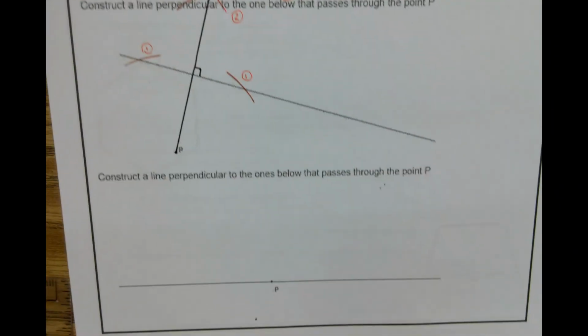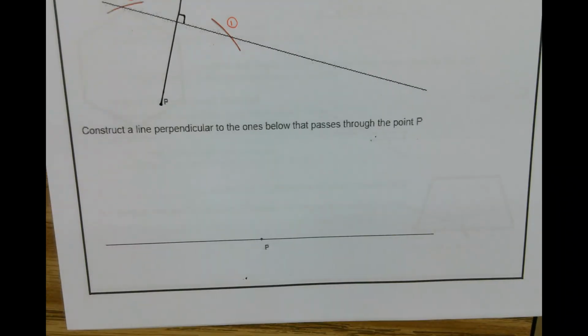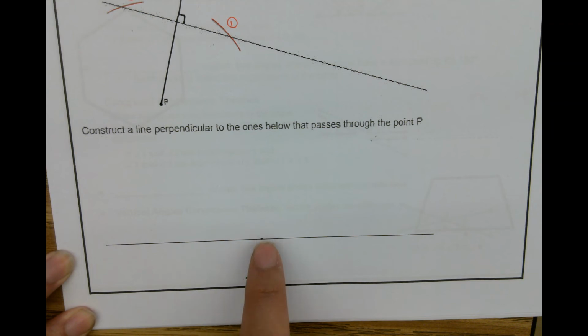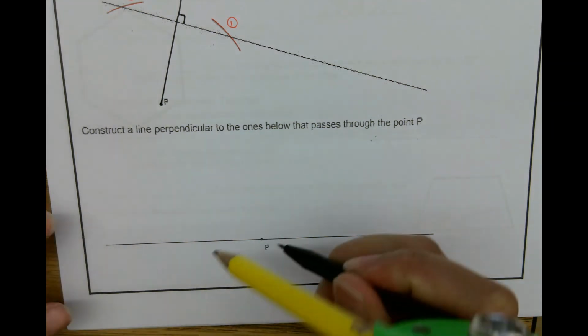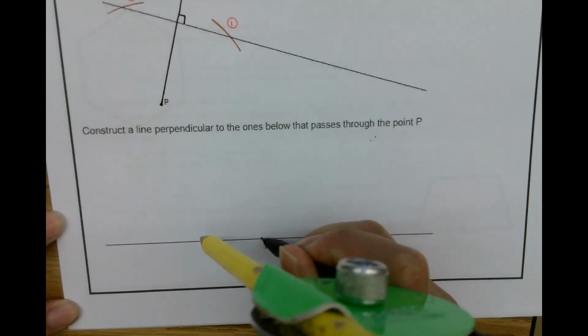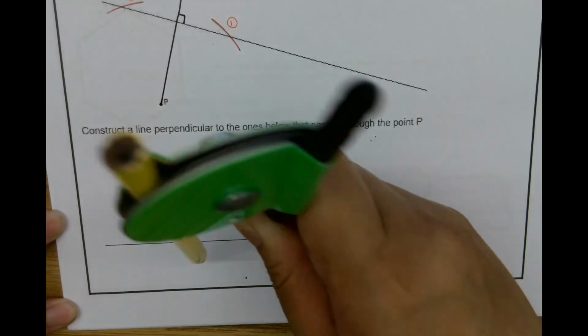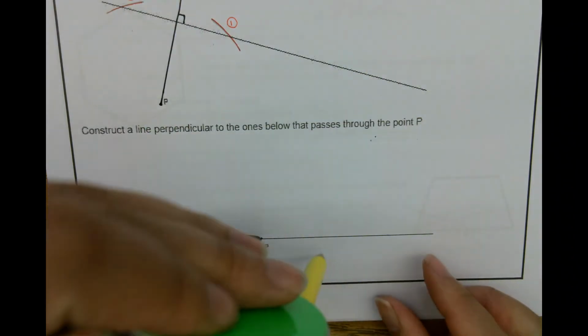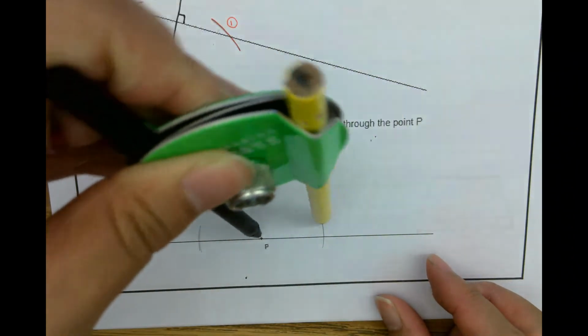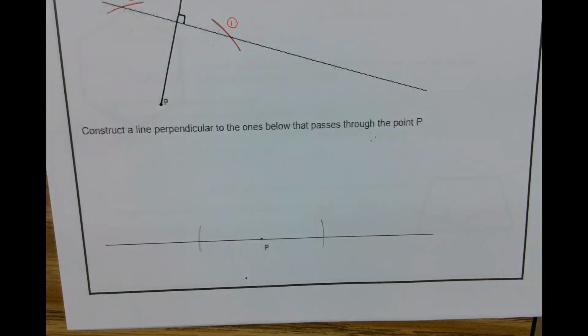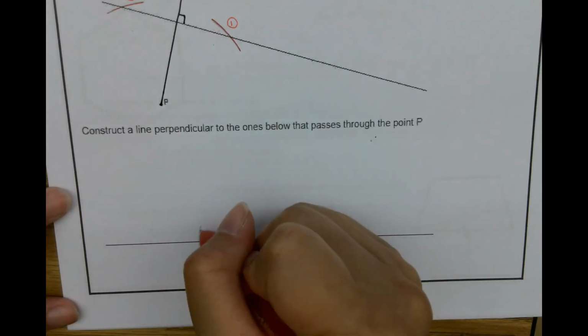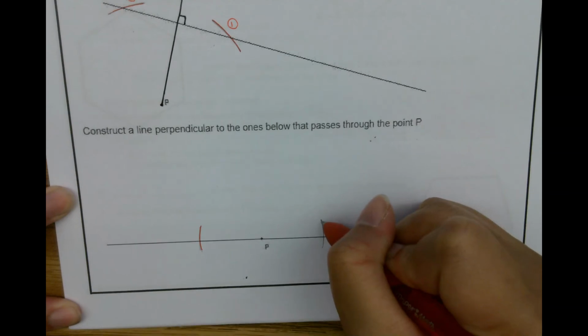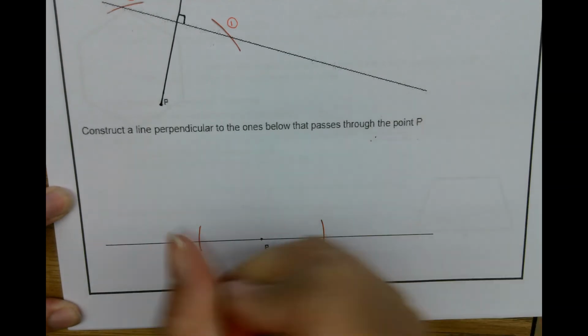Okay. This one here, we're going to construct a perpendicular line again, but this time it's going to pass through point P, and point P is on the line. Okay. So we start at the point we want to be perpendicular to. Okay. We do an arc on each side. Okay. So one on each side.